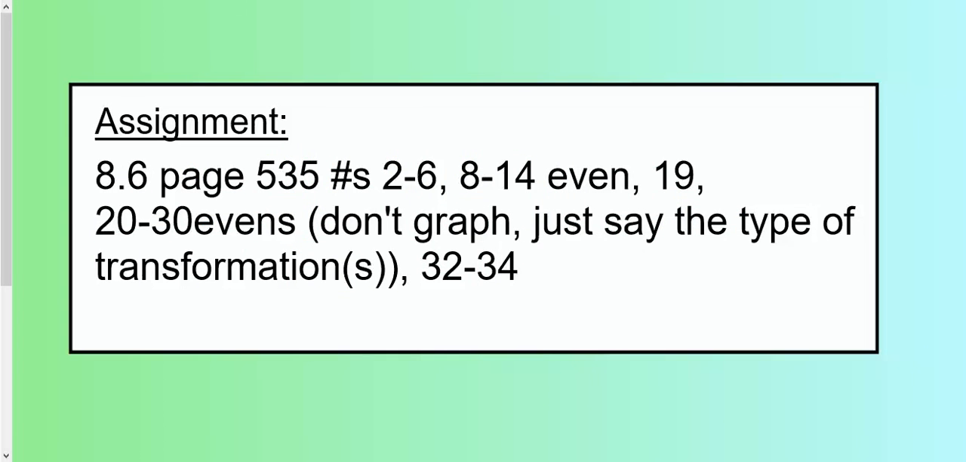Here are the homework problems, and just as last assignment, for these here, just tell me the type of transformation. And that's all there is for day 1.